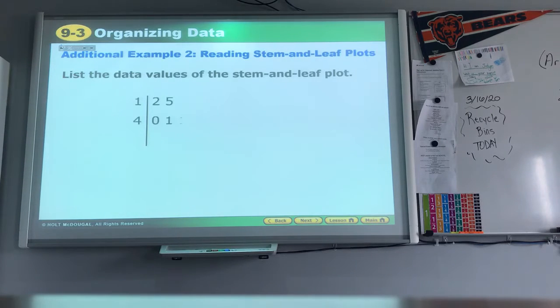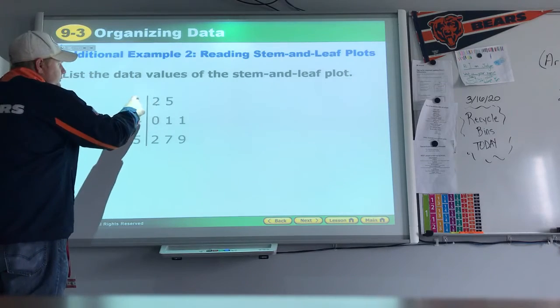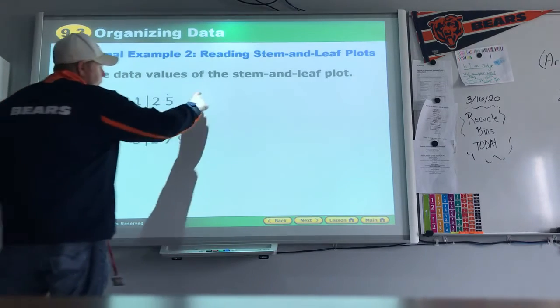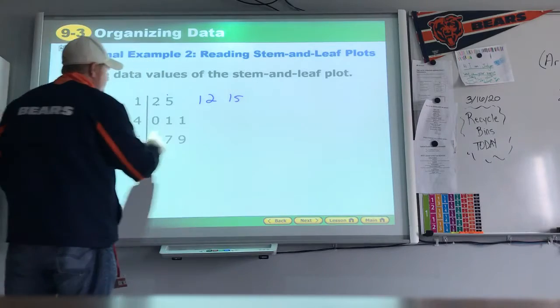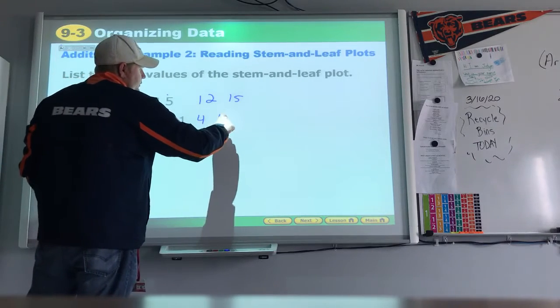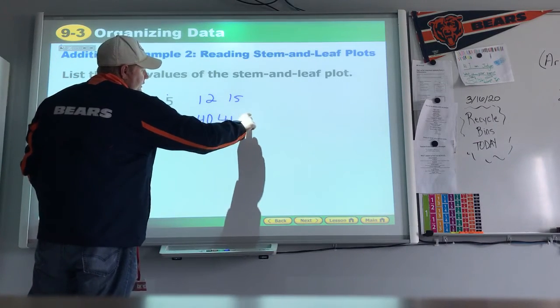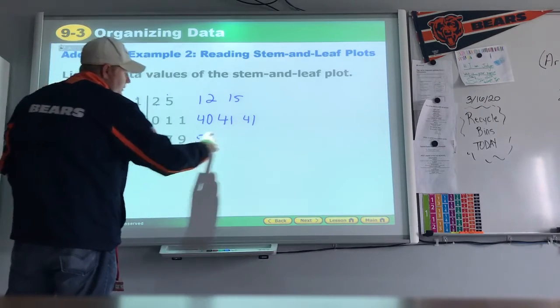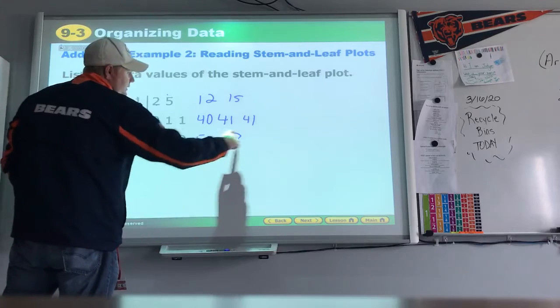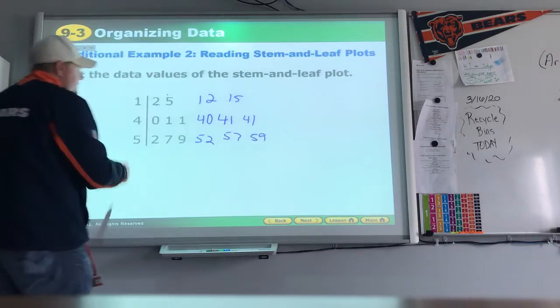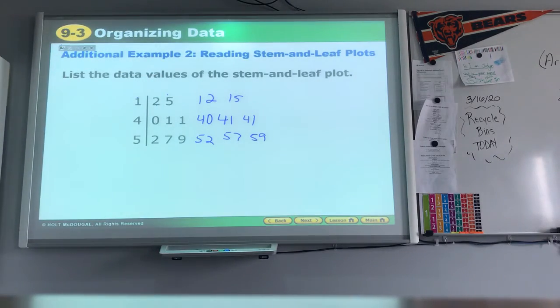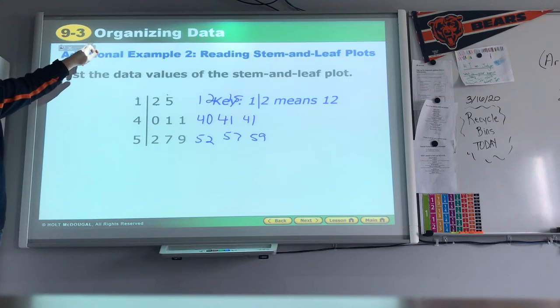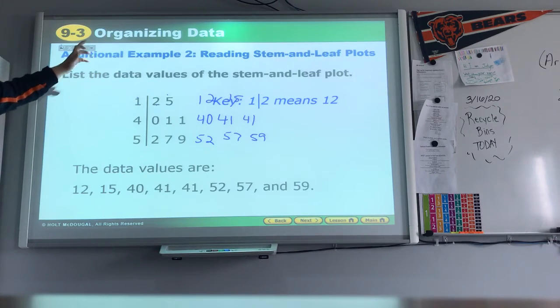So list the data values on the stem and leaf plot. 12 and 15 are in this group. 40, 41, and 41. 52, 57, 59. It's a way to not have to write that tens digit multiple times. And when we look at this, there are the values that we've written out. Okay?